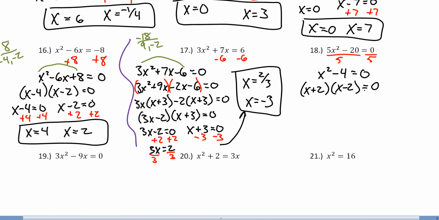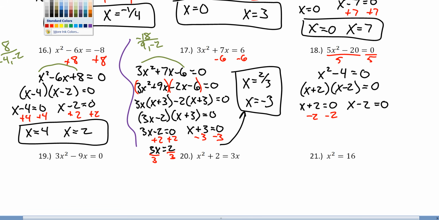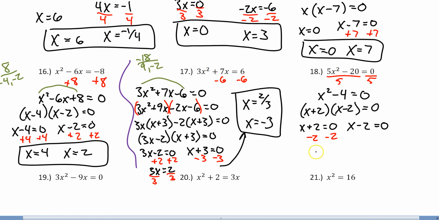And now I can set each factor equal to 0. Look for those special cases. Remember, difference of squares is the one special case that we've done. If you see perfect squares in subtraction, it factors into conjugates. And now I can solve each of these. So here I subtract the 2. I get x equals a negative 2. Here I add the 2. And that gives me x equals a positive 2. That's it.